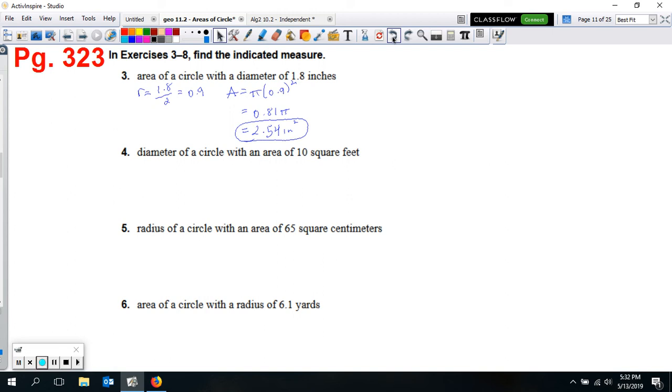Number 4, we want to know the diameter, and they're telling us the radius, so it's just the opposite. So we need to have that formula.